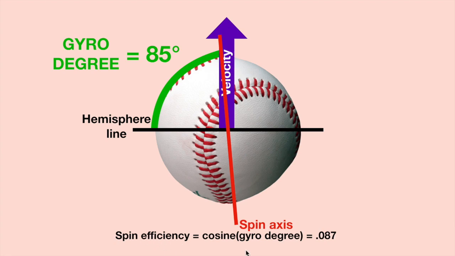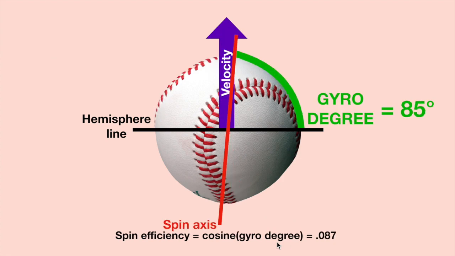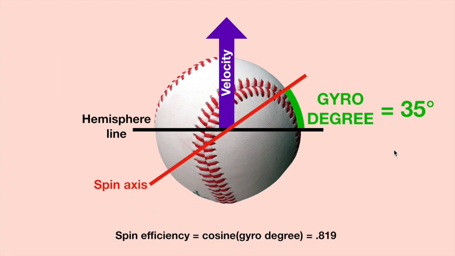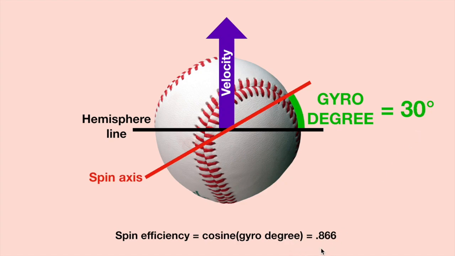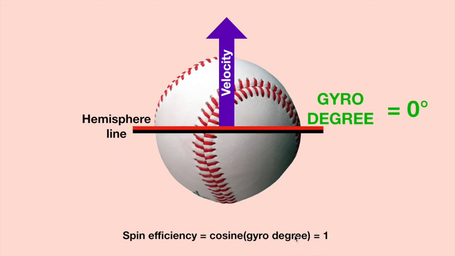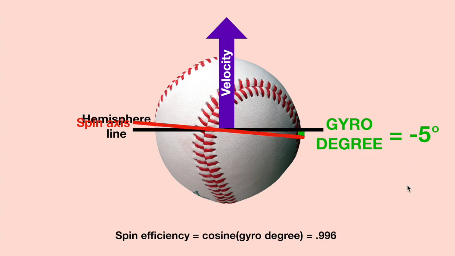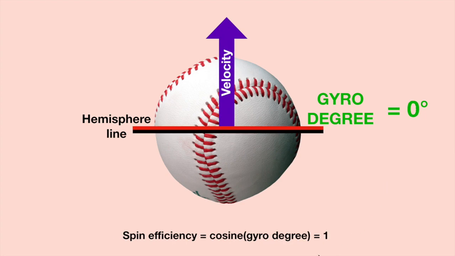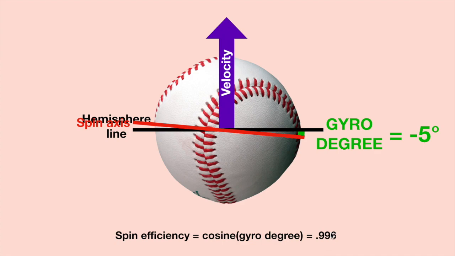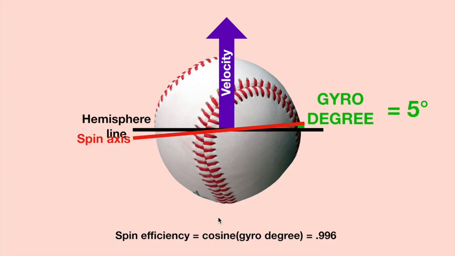Now look at the spin efficiency down here. Like I said, spin efficiency is the cosine of the gyro degree. As the gyro degree approaches zero, that spin is becoming more efficient. When it hits zero, it's perfectly efficient, 100% efficient. But something to note is that it can keep going, and now the gyro degree is negative. Like I said, this would be a righty overpronating. But the degree of inefficiency is the exact same as the 5 degrees. So from the spin efficiency perspective, it sees -5 gyro degrees and 5 gyro degrees as the exact same when they would actually have different effects.